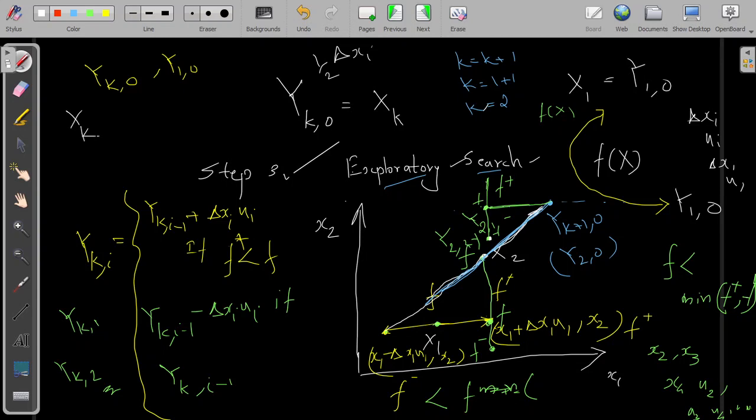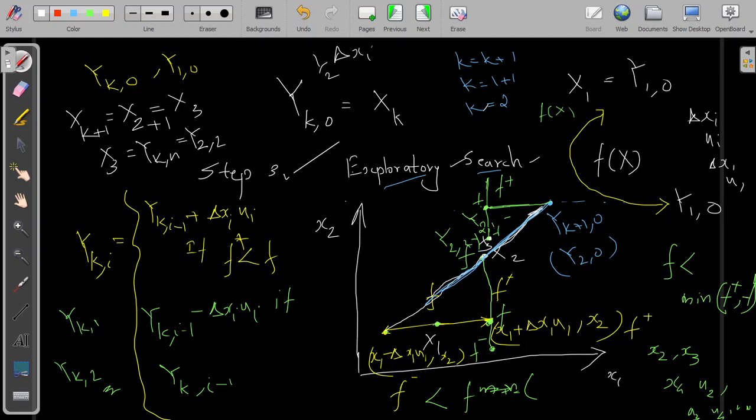In this manner we will get the new base point xk plus 1. Here k is 2, so x2 plus 1 is equal to x3, and this x3 will be equal to yk, in this case y2. So this point will be your x3.